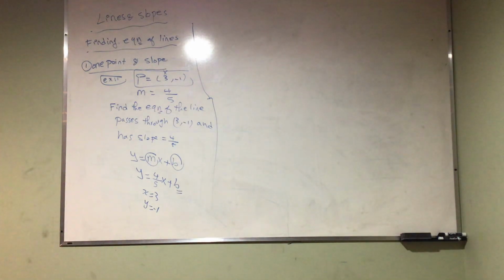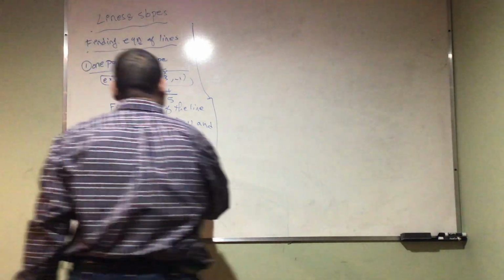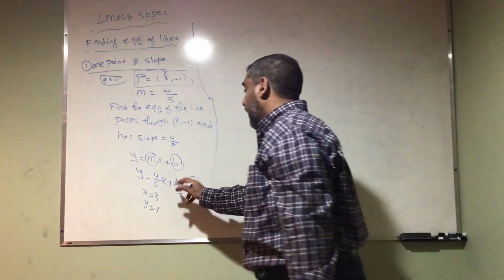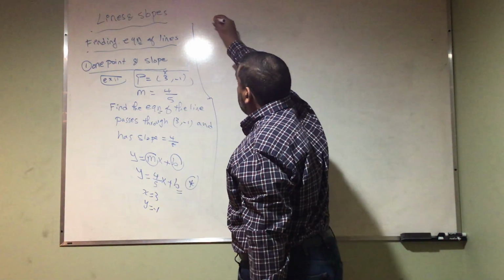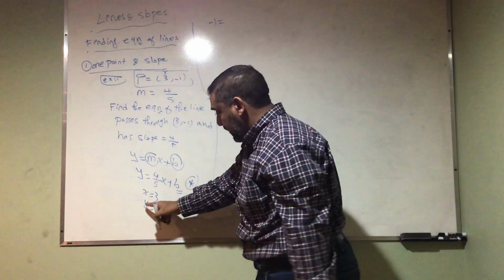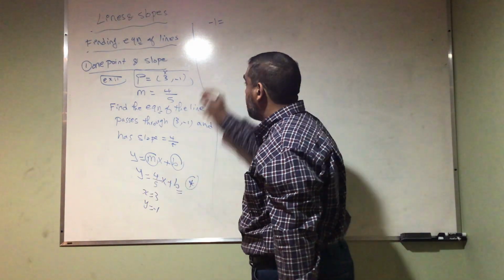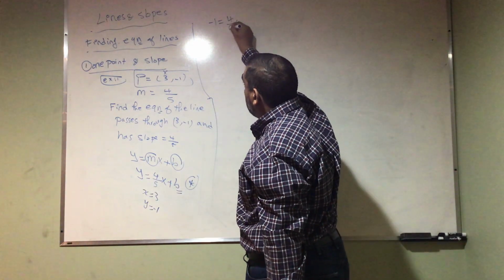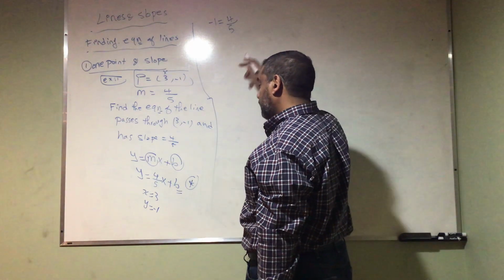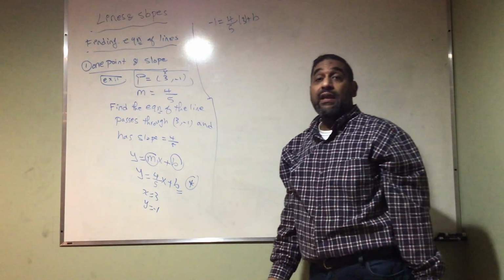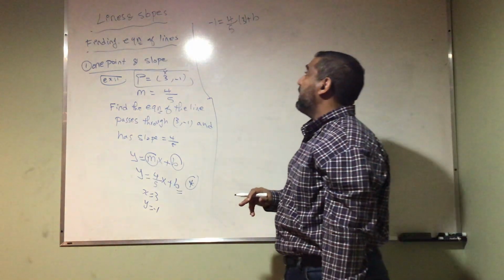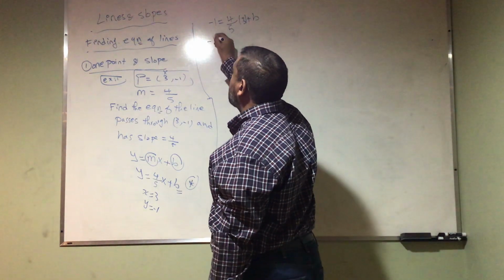Let me call this equation star here. So I'm going to replace x by 3 and y by -1. Here, what is your x? 4 over 5 multiplied by x. What is your x? 3. And that is plus b, guys. Then I go ahead and solve that for b.